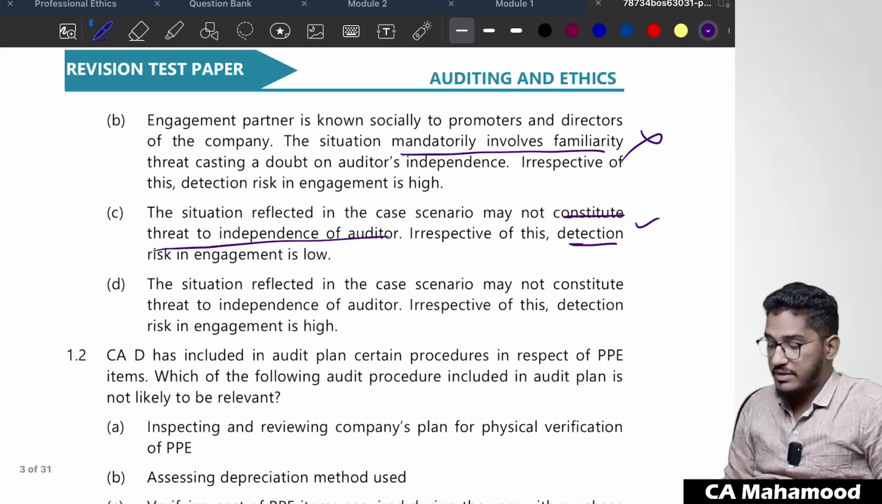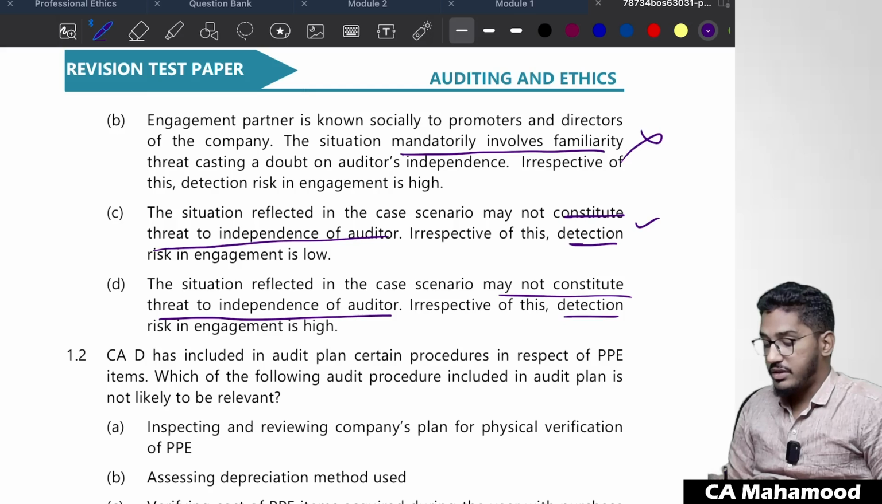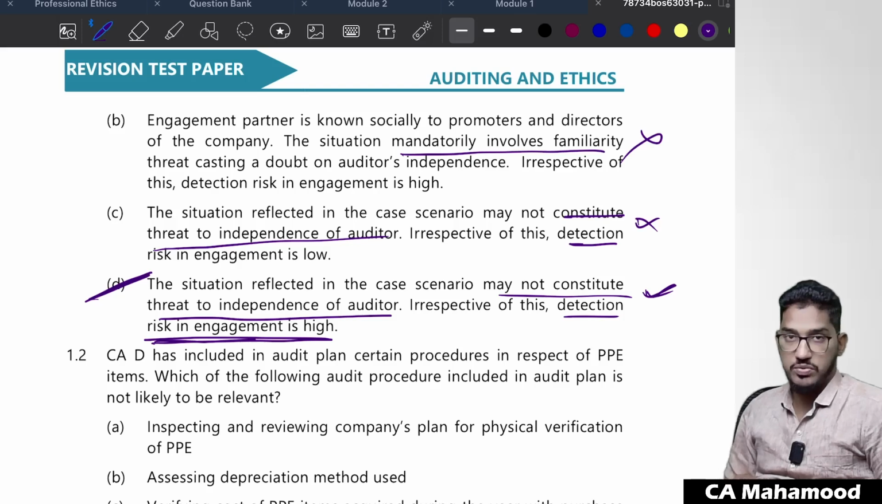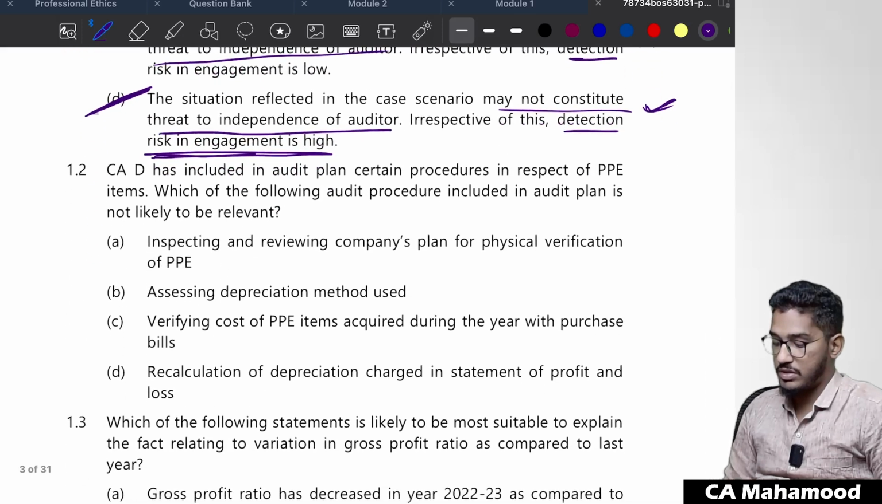The situation reflected in the case scenario may not constitute a threat to independence of the auditor. Irrespective of this, detection risk in the engagement is high. Yes, detection risk in the engagement is high here. So this is going to be the correct option. Option D is going to be the correct option. Clear? Next one. Let us come to the second question.